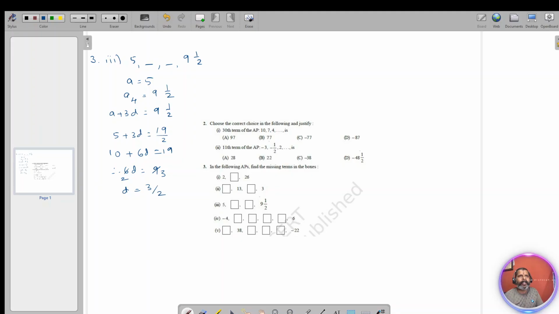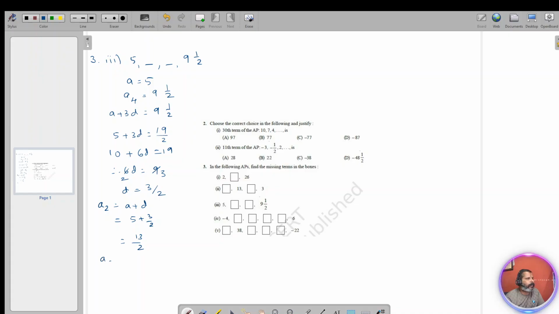Once you know d, you can calculate the next term. That is a2. a2 we want, that is a plus d. a2 is equal to a plus d. a is 5, d is 3 by 2. We just calculated it, right? a plus d, 5 plus 3 by 2. If you take the LCM and solve it, it becomes 10 plus 3, 13 by 2.